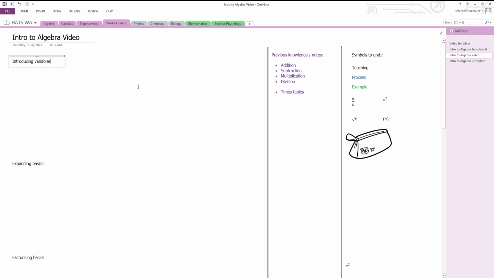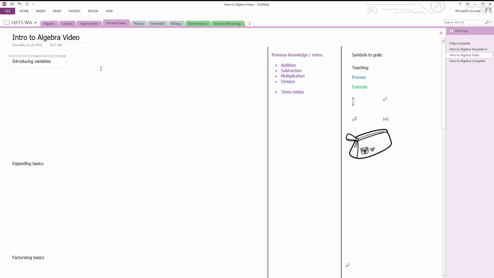The main focus of this video is going to be on factorizing quadratic trinomials. Now I apologize if that sounds like a big word to start with, but we're going to start from the real basics and move towards there. The only previous knowledge that I expect you to have for this video is just addition, subtraction, multiplication, division, and knowledge of your times tables.